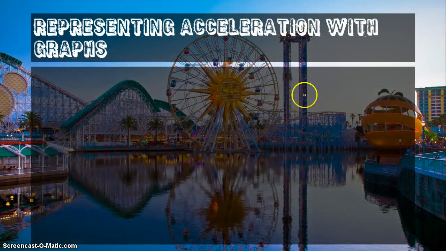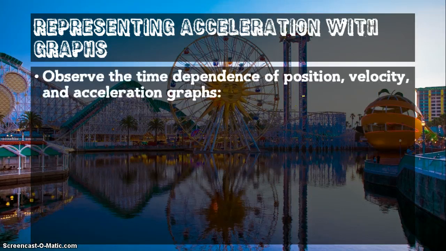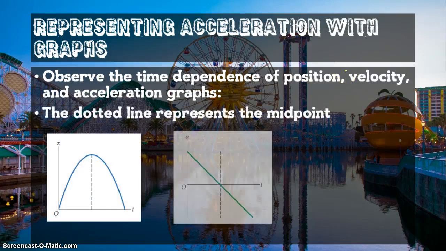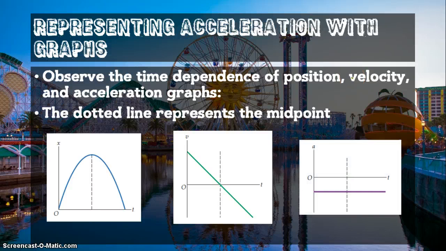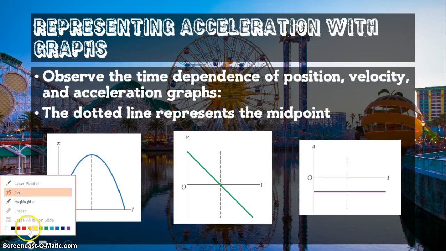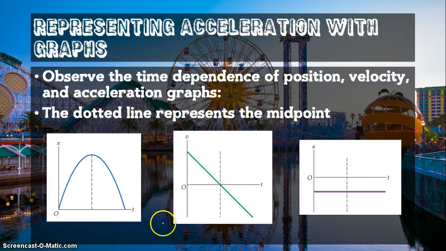Let's go ahead and continue looking at acceleration in terms of graphing. Notice the time dependence of position, velocity, and acceleration in these three graphs. On these three graphs, we're using that dotted line to represent our midpoint. So as you notice, this is our position time graph. It goes up to where it hits its highest point in the middle, and it comes back down. Notice the parabolic shape, being that distance is increasing as a squared function of time.